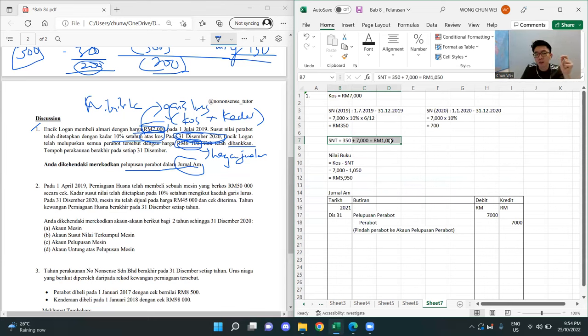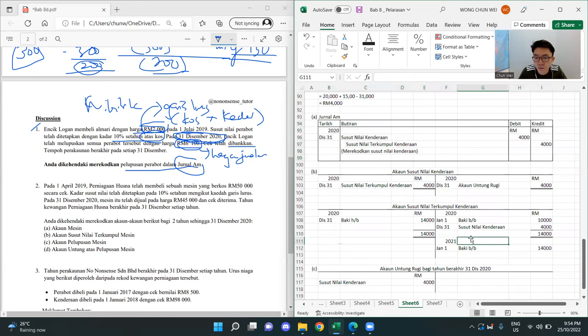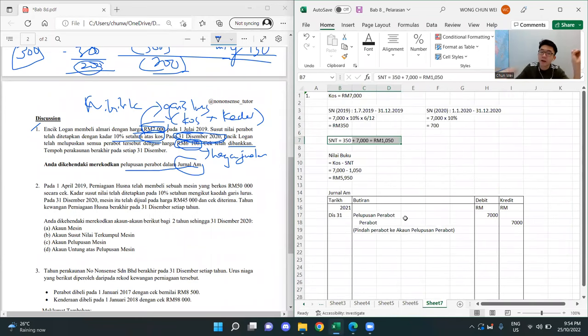Okay. So when I take out, normally when my SNT bertambah, I credit my SNT. Remember not? Just now, all the SNT, when dia bertambah, I memang credit my SNT. Okay, but then now, when you take out, meaning my SNT will go down. When you go down, meaning I have to debit my SNT. So here, I debit my SNT perabot. Don't be lazy lah, okay? So susut nilai terkumpul perabot. Okay, how much is that? We calculated just now. You jumlahkan 1050. So then I have to credit. Send to where? Send to pelupusan perabot.